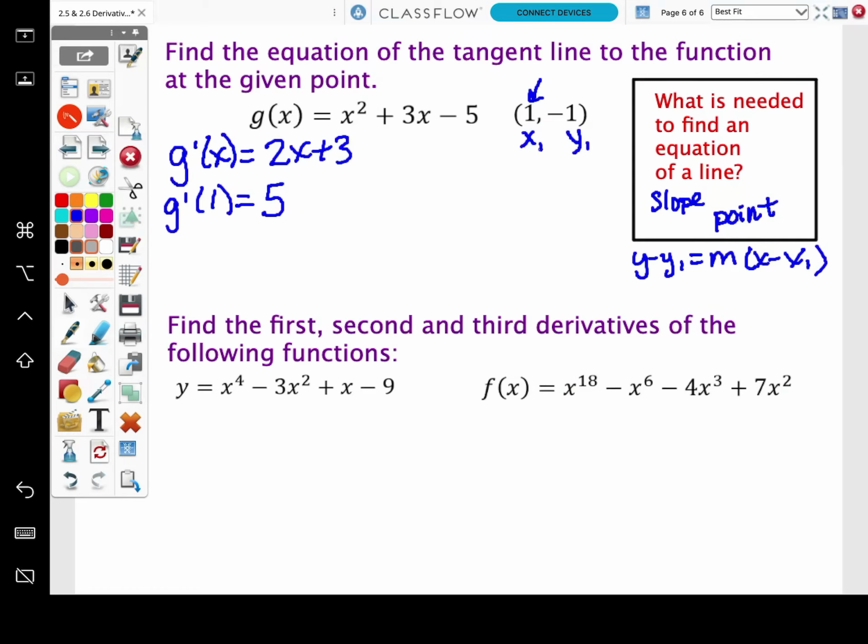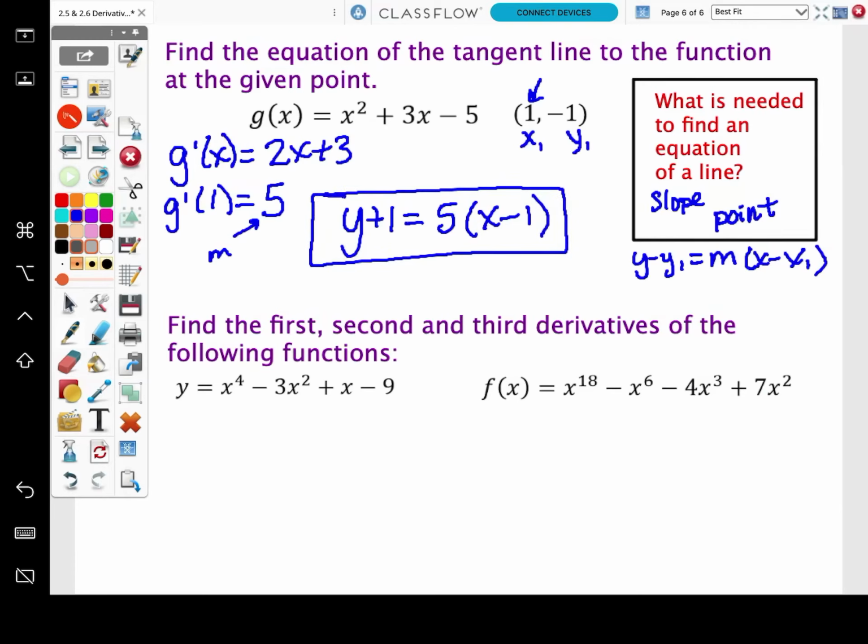So the equation of my tangent line, here's x, here's y, technically x1, y1, and this is my slope over here. So equation of the tangent line through that point will be y minus a negative 1 is equal to 5 times x minus 1, and no need to change that into any other form. Leave it in point slope form and move on.